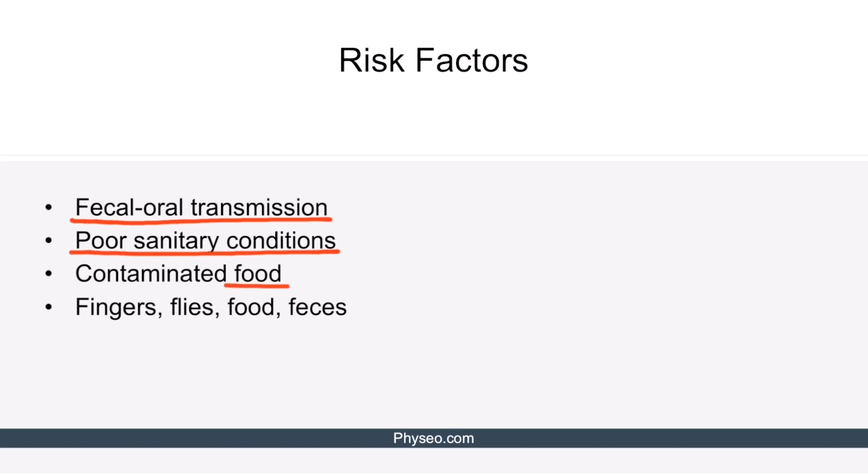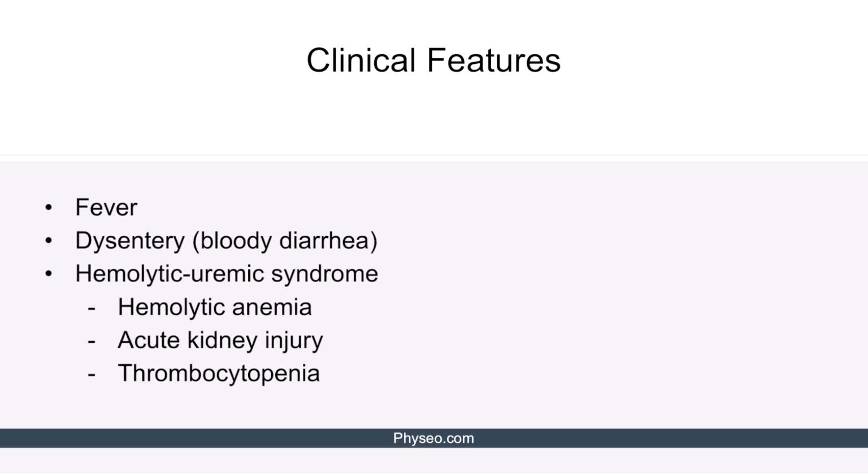Let's help you remember the risk factors for Shigella. They're often remembered using the following mnemonic, the 4 F's, starting with fingers, then flies, and then food, and feces, the 4 F's. Now let's discuss the clinical features of Shigella-induced diseases.